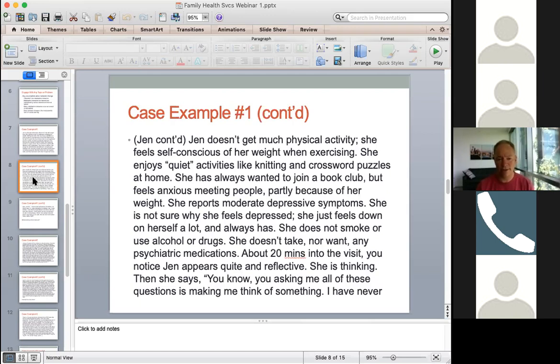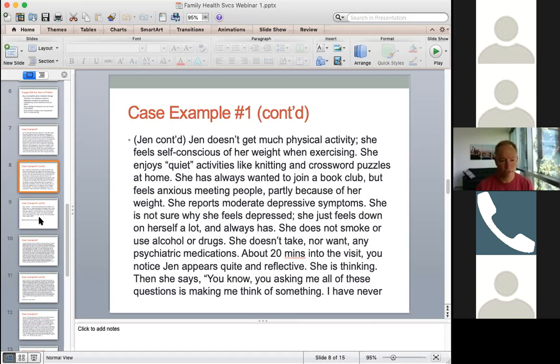Nothing wrong with that if that's your preference, but I kind of get the sense it's not that she is over the moon about knitting and crossword puzzles. She's got other things she wants to do, like exercise, go to the gym, go to the book club, but she's not doing that. She's mostly staying home, okay? So she's a bit avoidant, and she's kind of getting down on herself a lot. Do you guys see those patterns there? That makes sense to you?